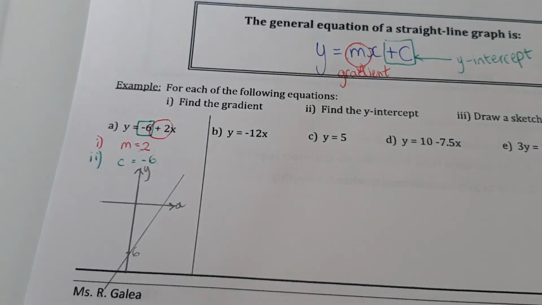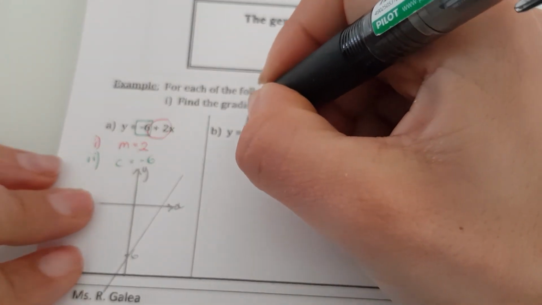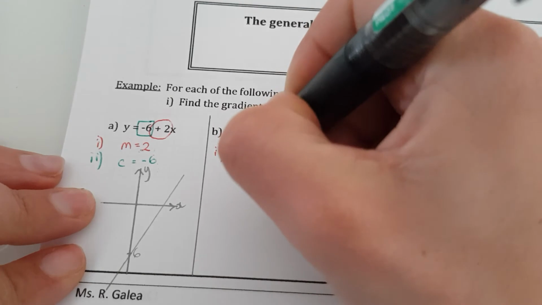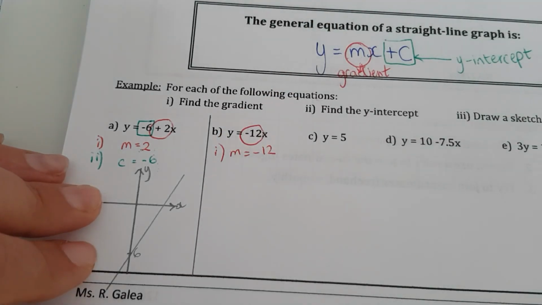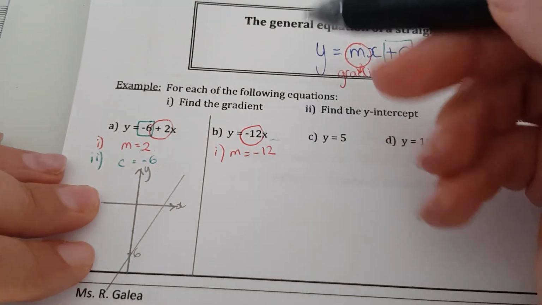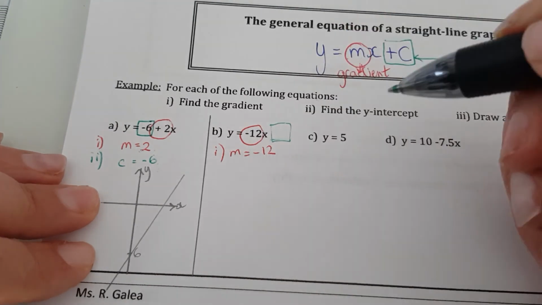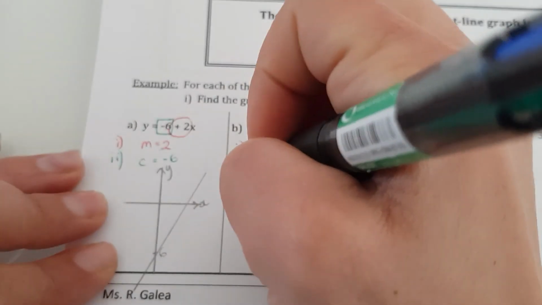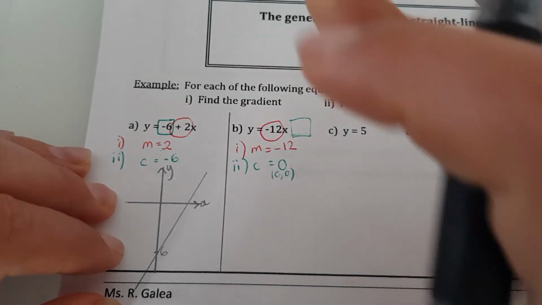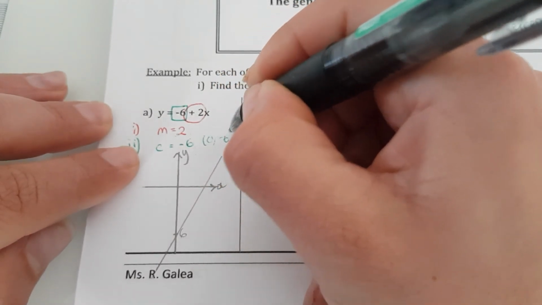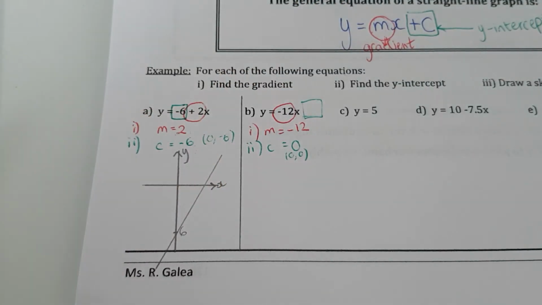Now, I need to find the gradient. The gradient is the coefficient of x, and in this case, it's minus 12, and we use the letter m. Now, what is the y-intercept? Do I have a y-intercept there? No, there's nothing plus something or minus something, so the y-intercept there is 0. And if it is 0, it means the coordinate is (0, 0). It is going to pass through the origin. This one, the coordinate was (0, -6). Don't forget, when it's the y-intercept, x is always 0.